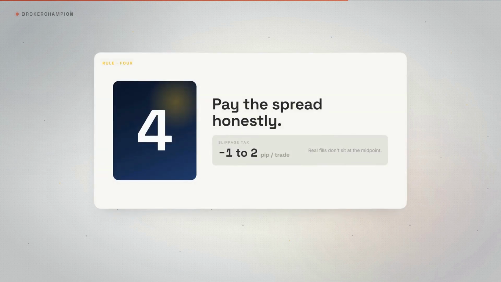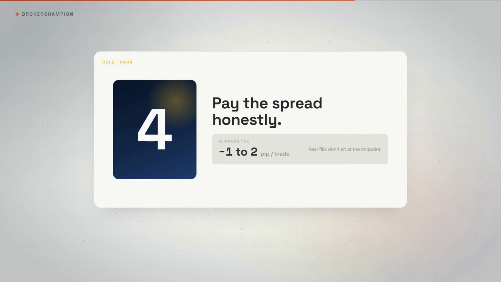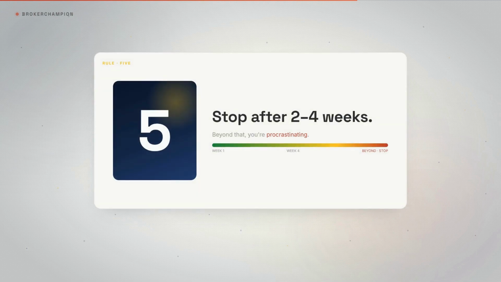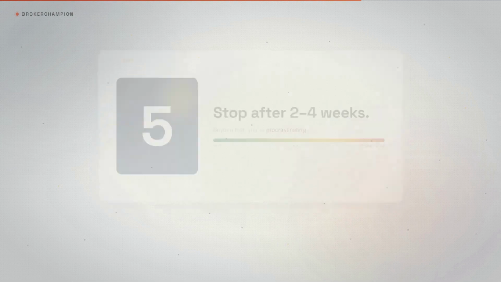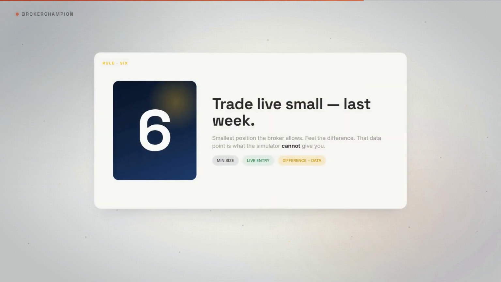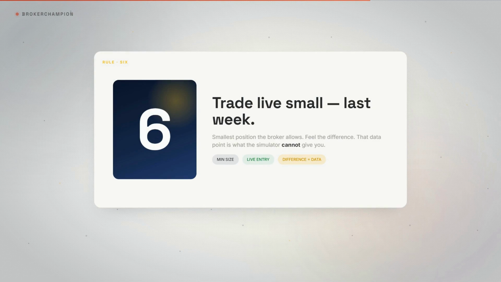4. Pay the spread honestly. Subtract 1 to 2 pips per trade as a slippage tax. Real fills will not sit at the midpoint. 5. Stop after a defined period, 2 to 4 weeks. Beyond that, you're procrastinating. 6. Trade live small for the last week. Smallest position the broker allows. Feel the difference. That data point is what the simulator cannot give you.